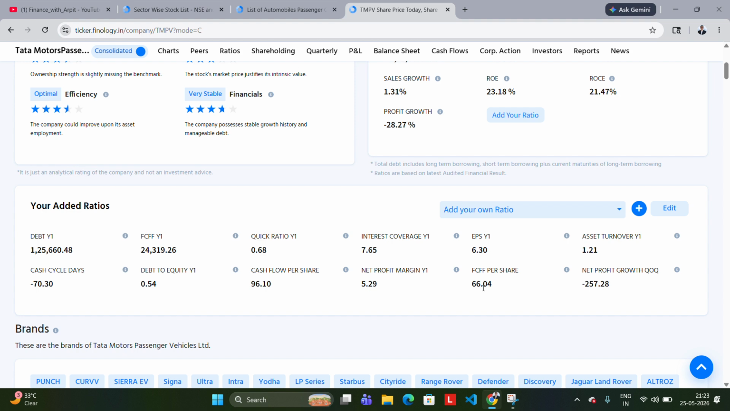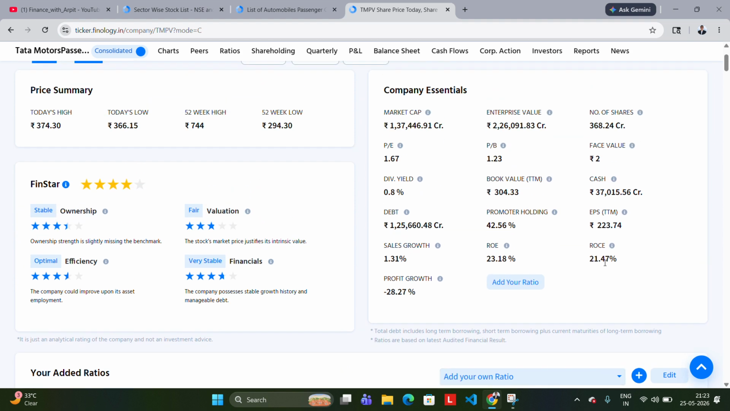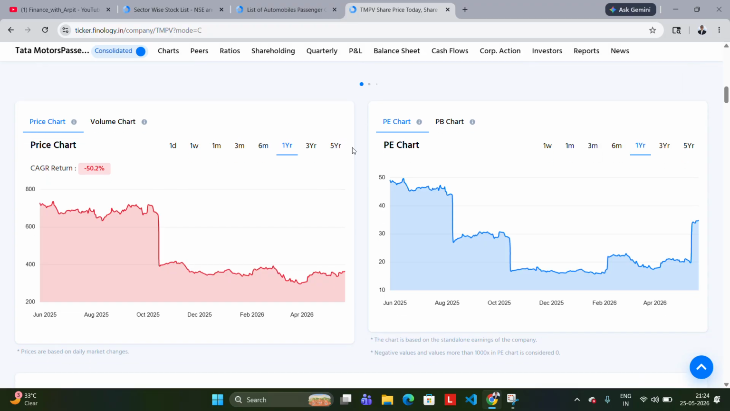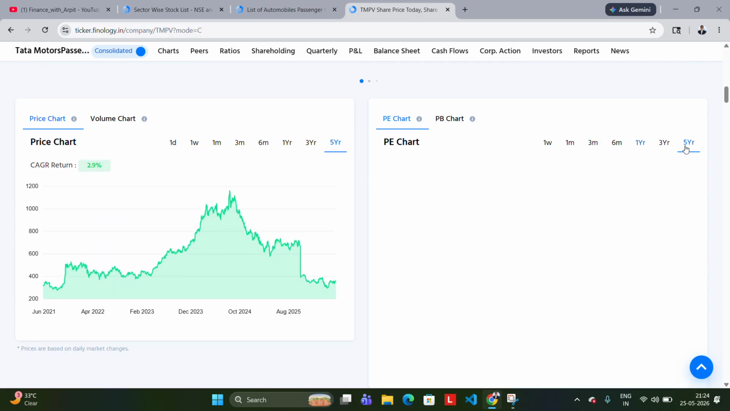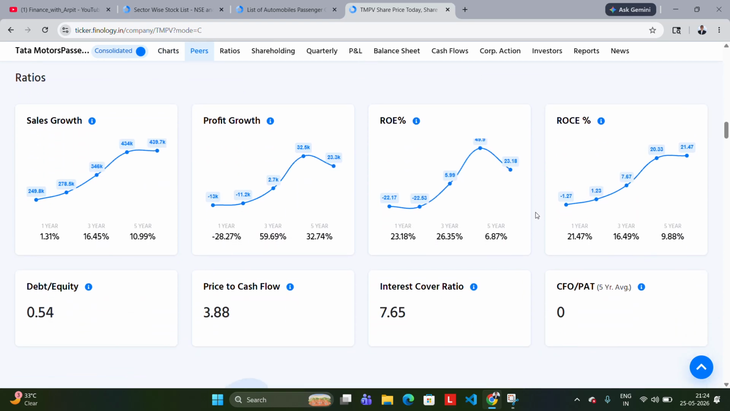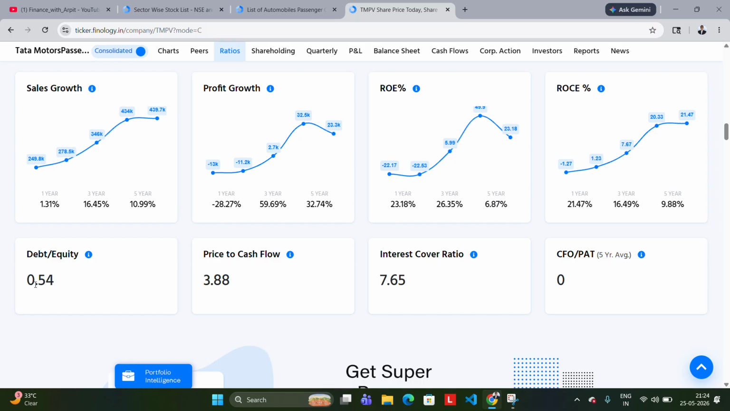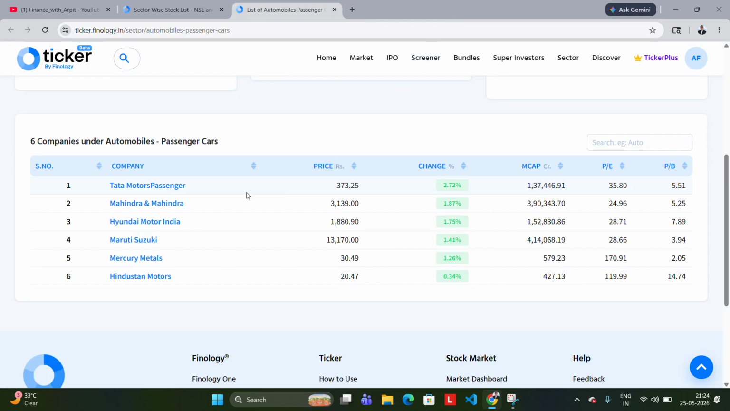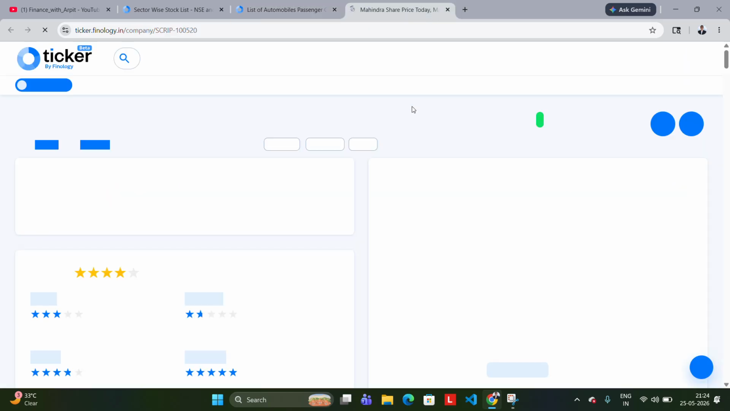FCFF is positive because it is a huge business, good ROE, ROC, good promoter holdings also, very less PE ratio. Of course, it should be less because, as we can see, debt is very high again. 0.5 I don't think is acceptable, and promoter holding is also continuously decreasing. So red sign for Tata Motors from my side. If you're holding it, do not hold it.